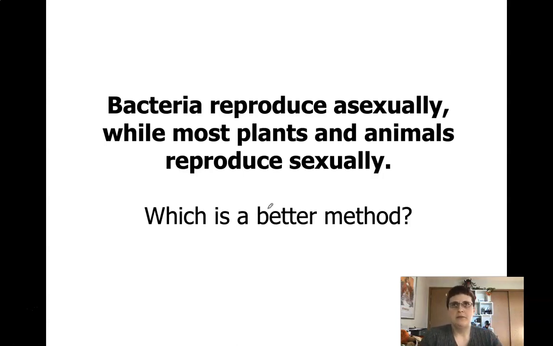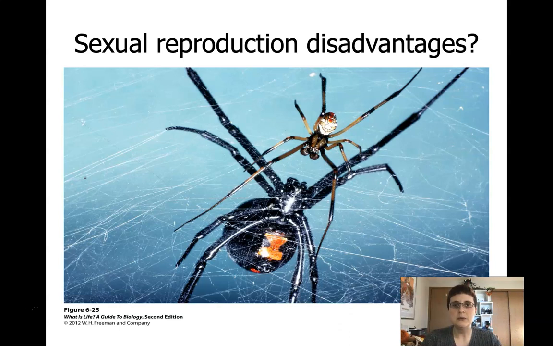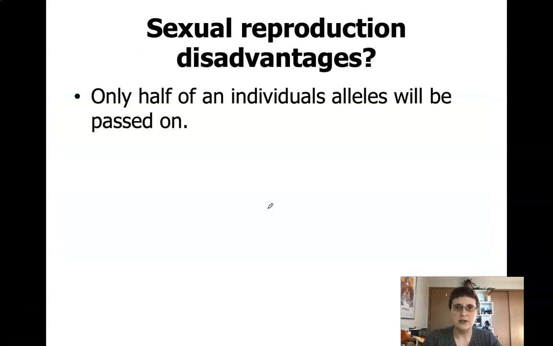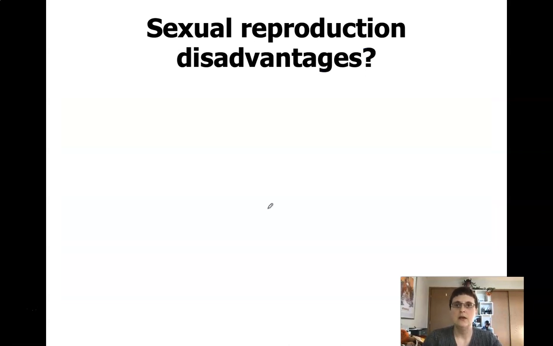So let's think about it. And I'm going to warn you, there is a spider on the next slide. I won't stay on it for very long. So what are some sexual reproduction disadvantages? What are some of the costs of reproducing using sexual reproduction? So I'll just forward over here. I wanted to put that slide up because it might give you a hint. So what are some of the disadvantages of using sexual reproduction?